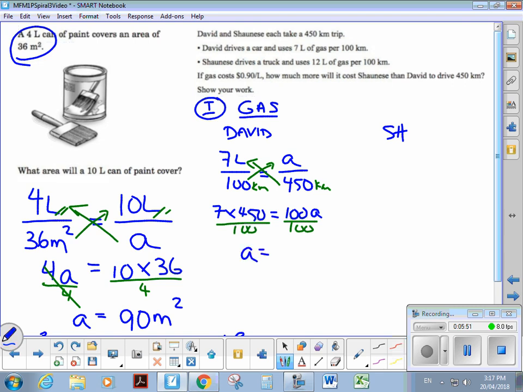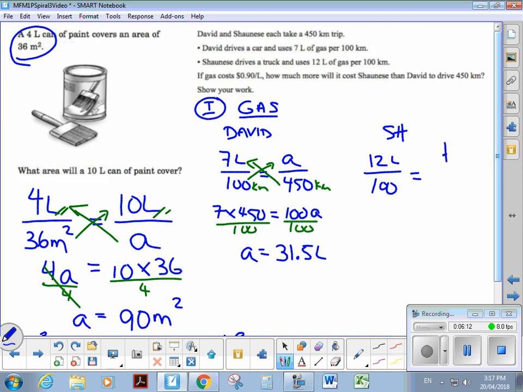So we know that. This is gas. This is how much gas he's going to use, divided by 100. He's going to use 31.5 liters. So David's using 31.5 liters. Now, Shanice has her big decked out truck here, and it's using 12 liters per 100.